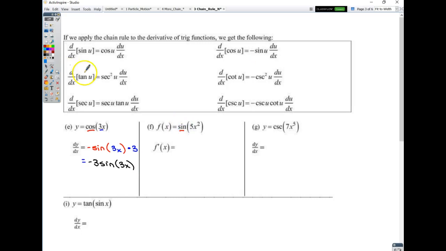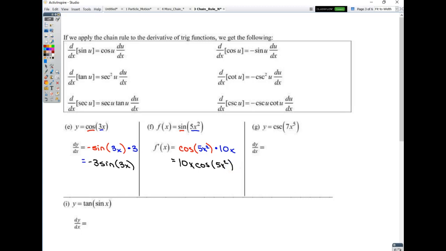Here, the outer function is sine. The inner function is 5x squared. So when we take this into account, we say the derivative of sine is cosine of something. In this problem, our something happens to be 5x squared. So what do we get? We have to multiply by the derivative of 5x squared to get 10x. What's my final solution? My final solution is 10x cosine 5x squared.